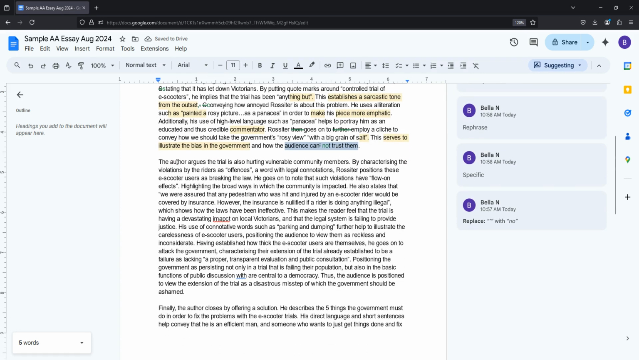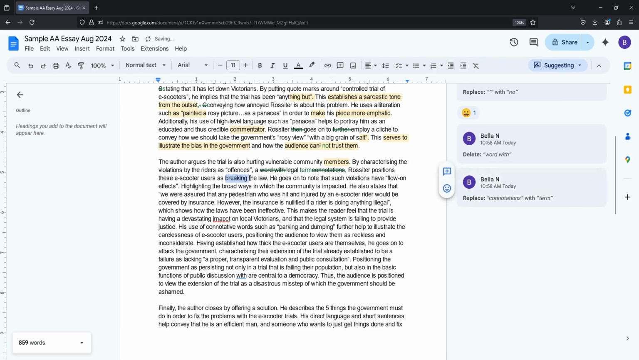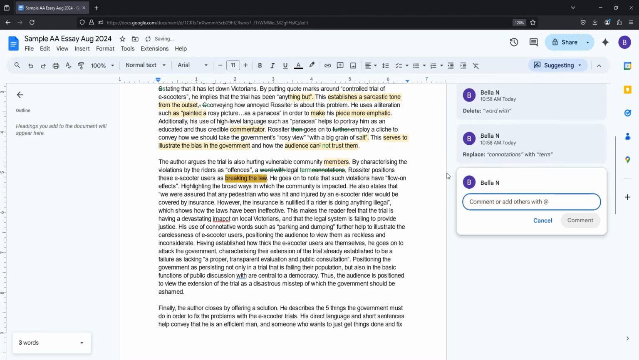All right, continuing on. "The author argues the trial is also hurting vulnerable community members." Not bad, solid topic sentence. "By characterizing the violations by these riders as 'offences', a word with legal connotations, Rossiter positions these e-scooter users as breaking the law." I'm not sure whether it's really legal connotations. I think it's more just a legal term. Probably would be better. "Breaking the law" really doesn't add too much to what was there previously, so I would change it to make this more specific.